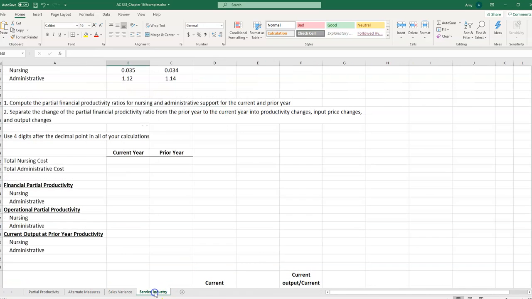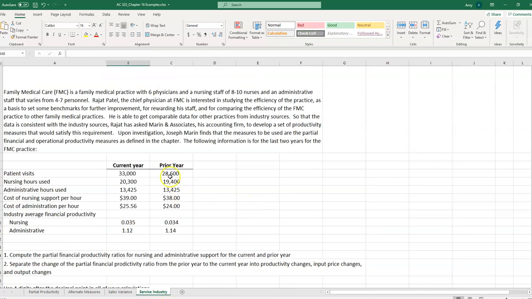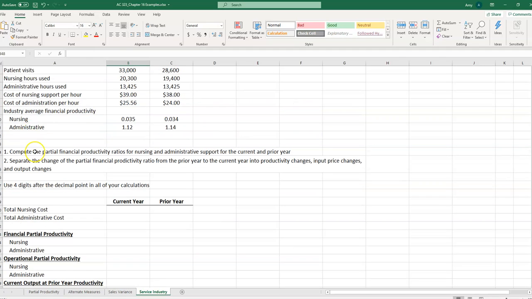In our last example, we look at productivity for a service industry. So we have a family medical practice clinic with physicians, nursing staff, and administration staff. And we're trying to determine what our measures are. We're going to look at industry average and see how we compare to those.